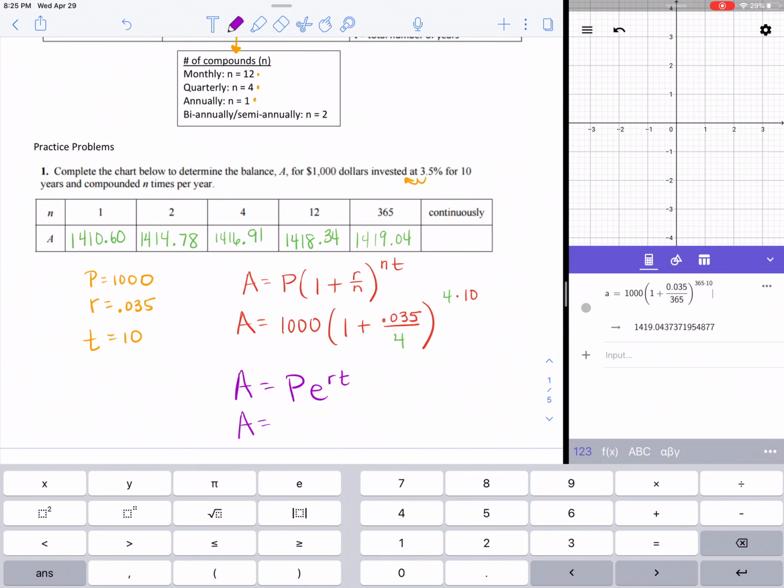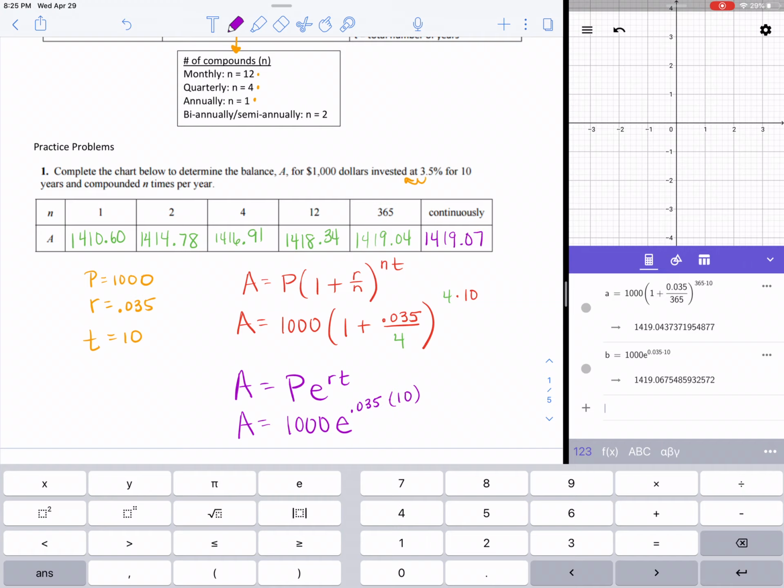So A would equal the principal, still 1,000, but the base now is that e number. The rate is still 0.035, and the time is still 10 in the exponent. So now I would put next line, 1,000, use the e, that's the number next to the pi key, and then exponent 0.035 times 10.